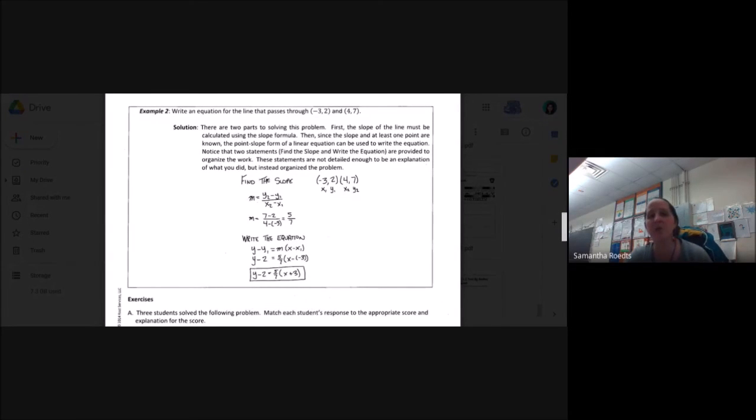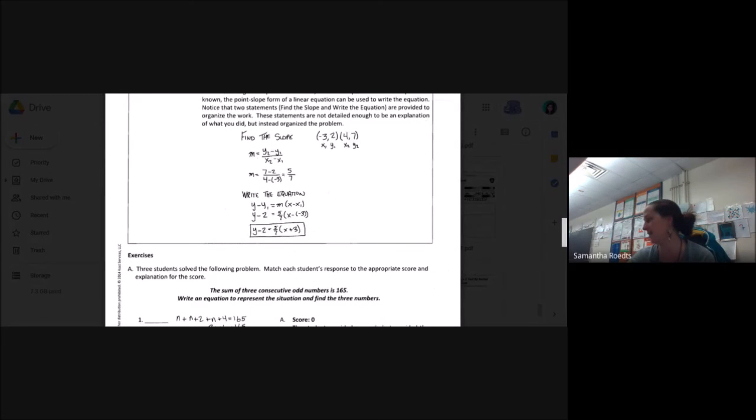Example 2, write an equation for the line that passes through (-3, 2) and (4, 7). There are two parts to solving this problem. First, the slope of the line must be calculated using the slope formula. Then, since the slope and at least one point are known, the point-slope form of a linear equation can be used to write the equation. Notice the two statements, find the slope and write the equation, are provided to organize the work. These statements are not detailed enough to be an explanation of what you did, but instead organize the problem.